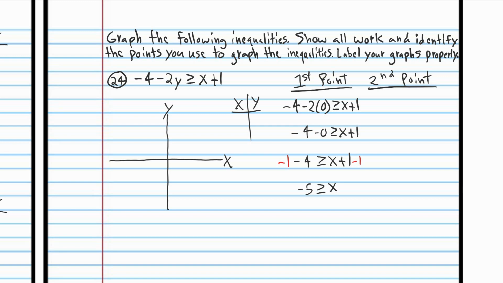And by the way, you can just write equal signs here. You don't have to write inequality signs because we don't really need the inequality. So I'm just going to change these to equal signs, because the purpose here is simply to find points on the line. So negative 5, 0.